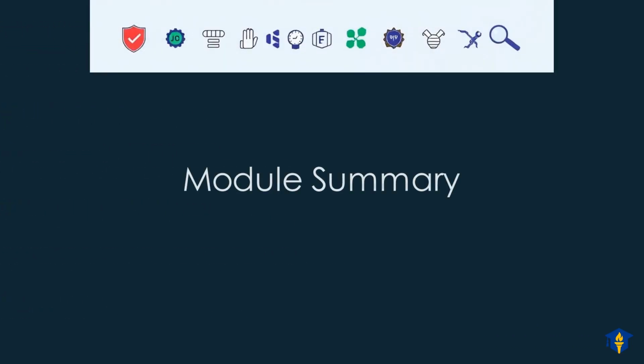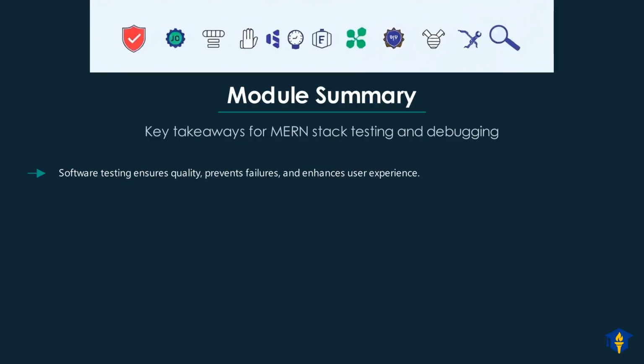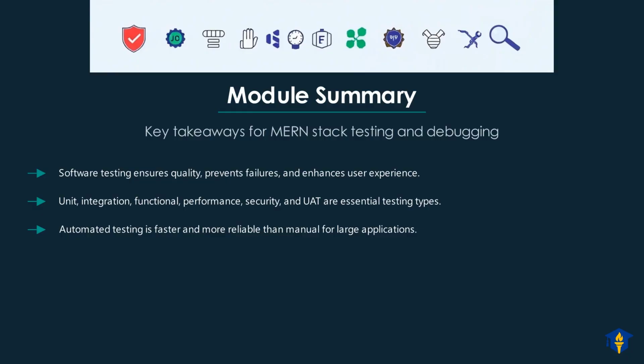To summarize this module, let us review the key takeaways for effective learning. These points are essential for understanding MERN stack testing and debugging. Software testing ensures application quality, prevents failures, and enhances the user experience. Unit, integration, functional, performance, security, and UAT are all essential testing types. Remember, automated testing is generally faster and more reliable than manual testing for large applications.